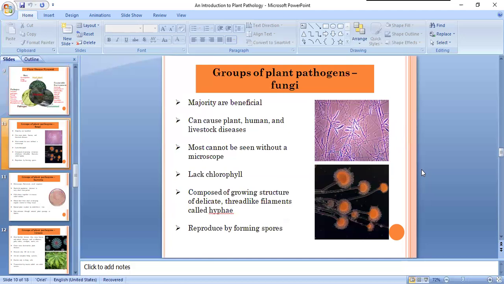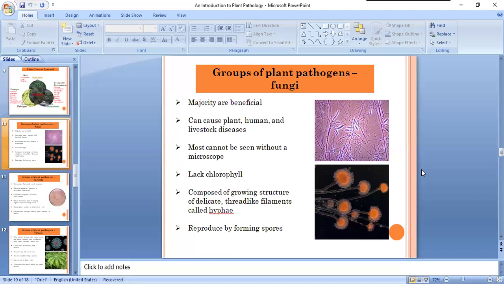These are the groups of plant pathogens. The first group is the fungi. Most of the fungi are beneficial. They are not harmful to living organisms. But some fungi are harmful. They cause disease to other living organisms. Such types of fungi are called fungal pathogens.